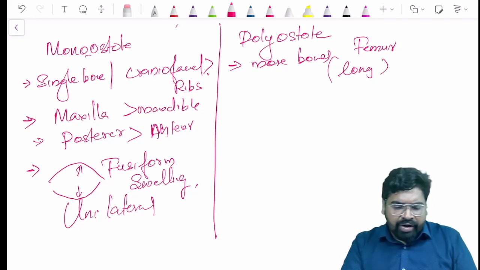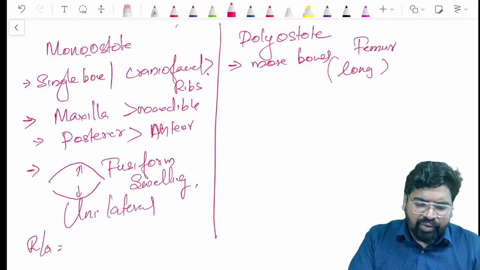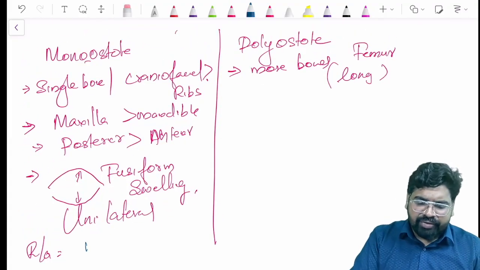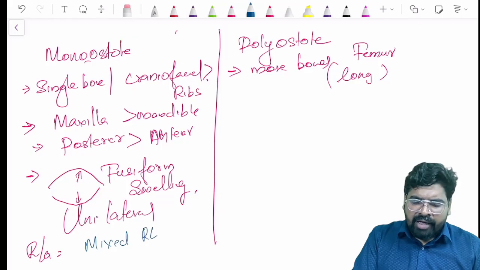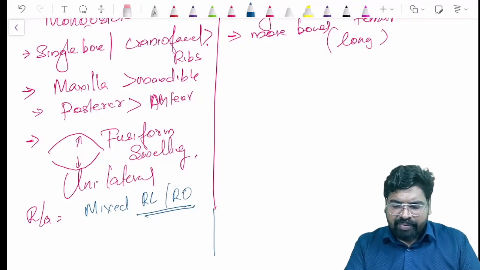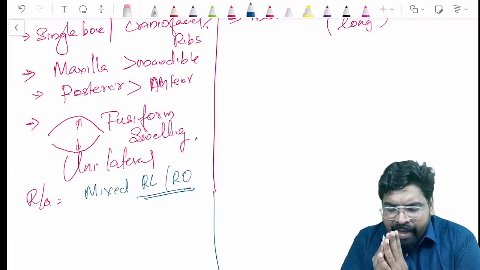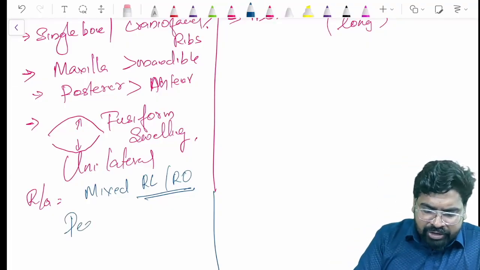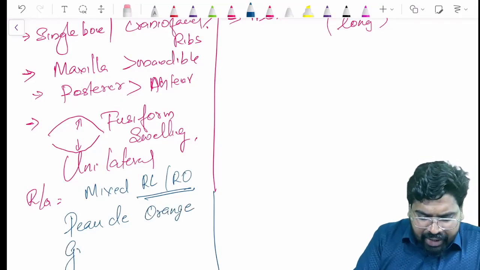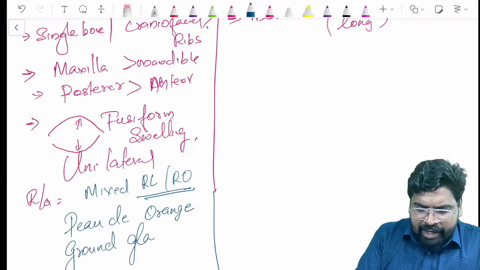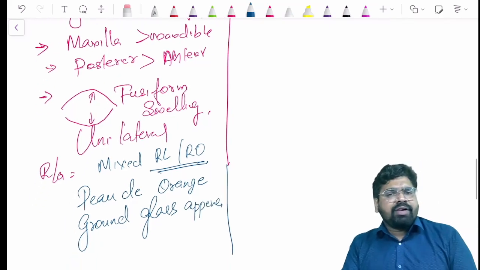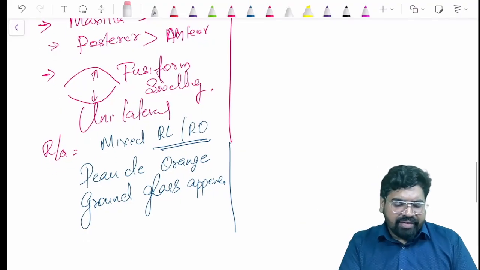Okay, and on radiograph, what do you see? Most of the time you see a mixed radiolucent radiopaque appearance, because it is a mixed lesion, a fibrous lesion. And that appearance is called peau d'orange, or orange peel appearance, or we say ground glass appearance. Okay, you have seen frosted glass, right? Ground glass appearance, peau d'orange appearance.